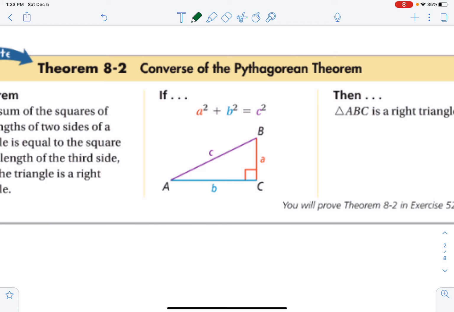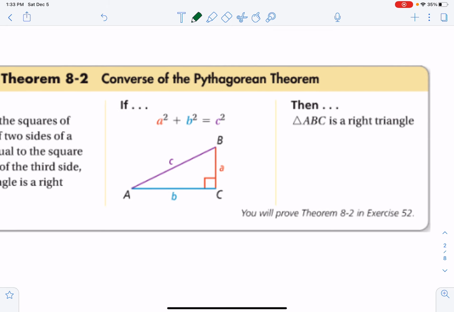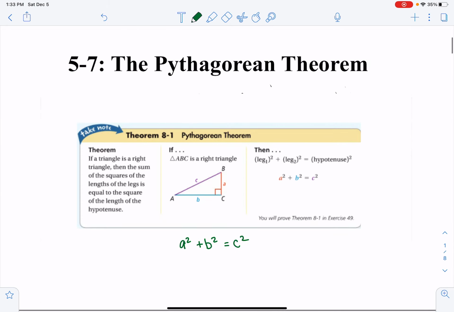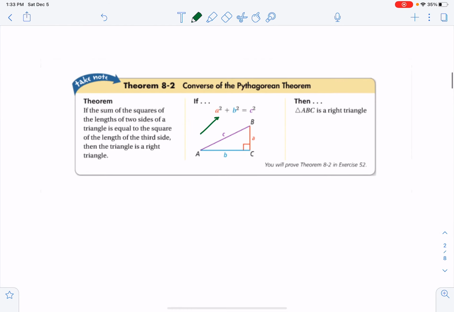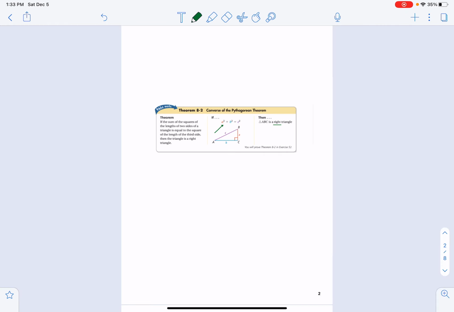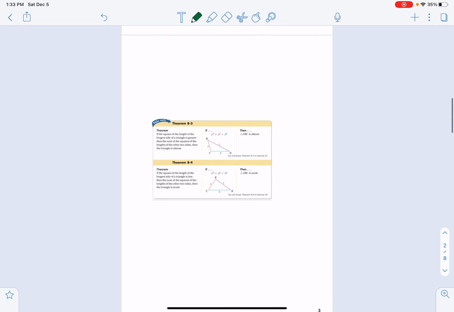If you know that a squared plus b squared equals c squared, then you can say it's a right triangle. So the Pythagorean theorem says if it's a right triangle, then a squared plus b squared equals c squared. But the converse says if you know a squared plus b squared equals c squared, then you can say it's a right triangle. So that should be a little bit of review.